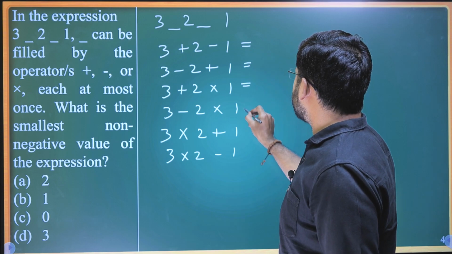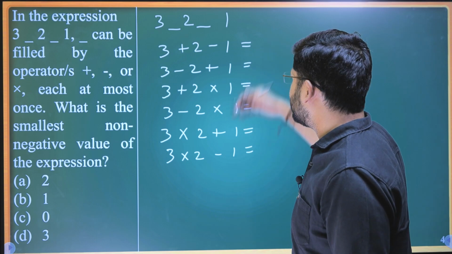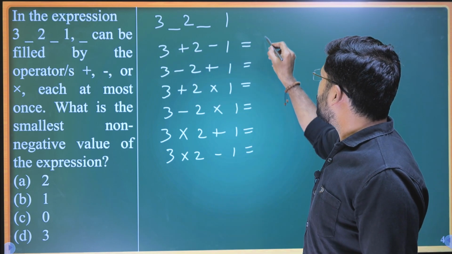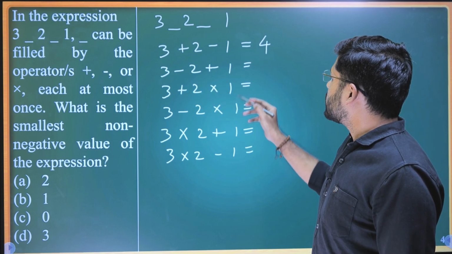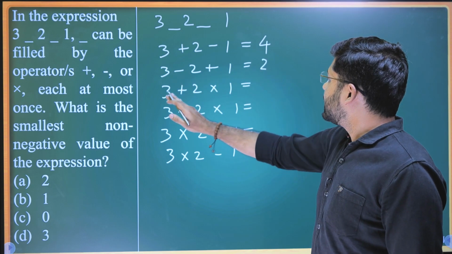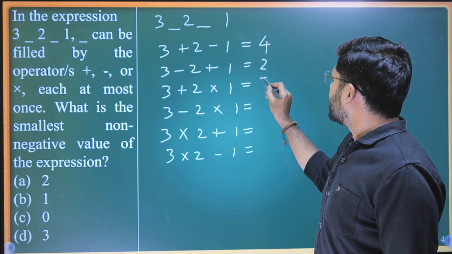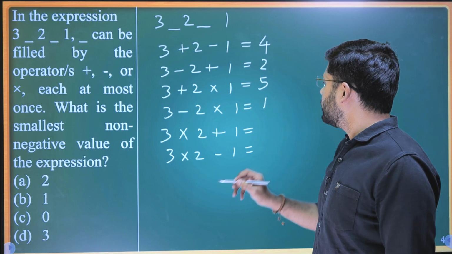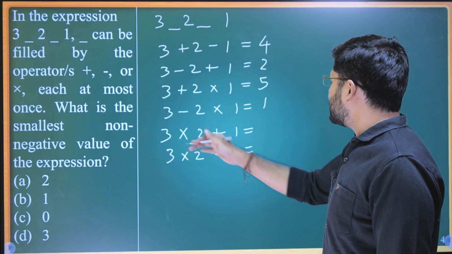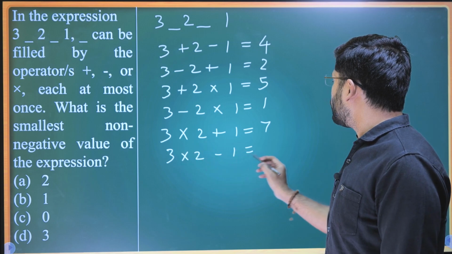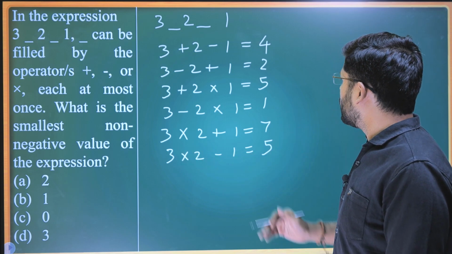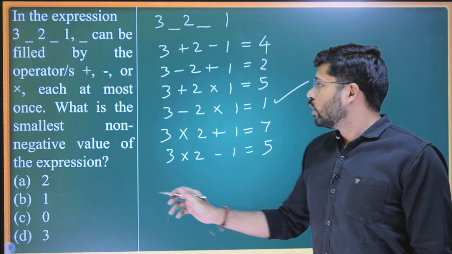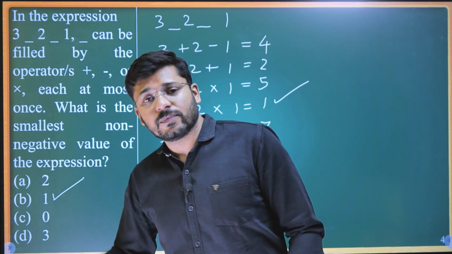Yes, these are the 6 possible expressions. So we'll check the value of each of them, and then we will see which is the least value that we can get. 3 plus 2 minus 1, that will give you 4. 3 minus 2 plus 1, that will give you 2. 3 plus 2 into 1, that will give us 5. 3 minus 2 into 1, that will give us 1. 3 into 2 plus 1, that will give us 7. 3 into 2 minus 1, that will give us 5. So of these values, which is the smallest? That would be 1, right? So our answer is option B, 1.